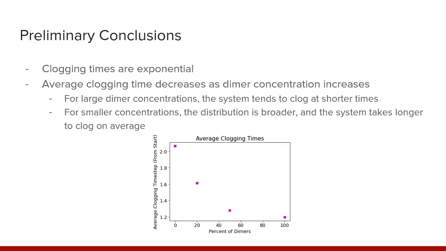These are preliminary conclusions since the investigation is still a work in progress, but we can still make some general observations. First of all, the clogging time distributions are indeed exponential, which matches what is reported in literature and in previous findings. Additionally, we can look at a graph of average clogging times, as seen below, and see that the distribution again is exponential. For larger dimer concentrations, the system tends to clog at a shorter time, while for smaller dimer concentrations, the distribution is broader and the system takes a longer time to clog on average.